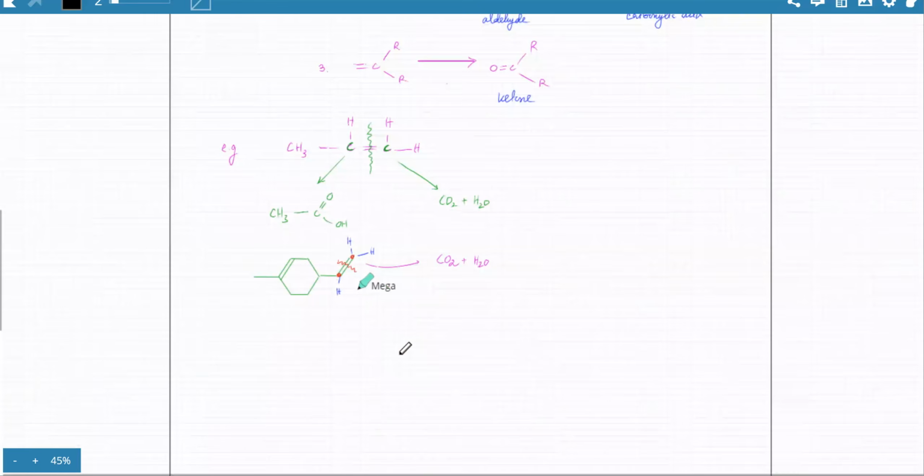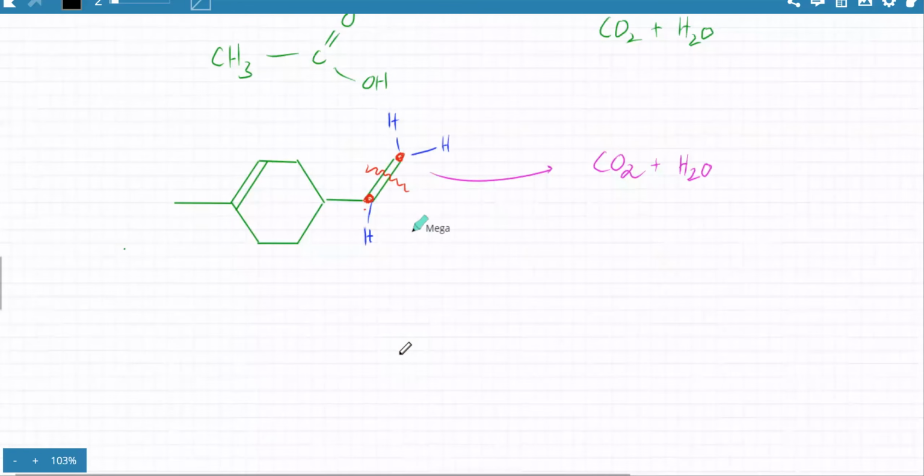So this one, if it's one H, what should it change into? It should change into a carboxylic acid. Now, I'm not going to draw the entire thing right now. Just wait 1 second, okay? What about this part? So I'm going to change it into a carboxylic acid. What about this part?